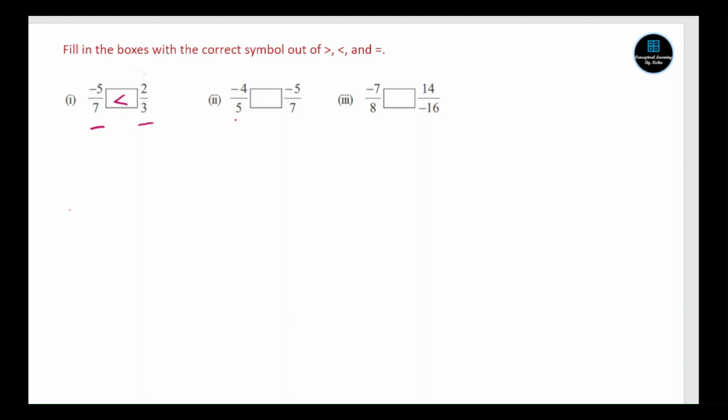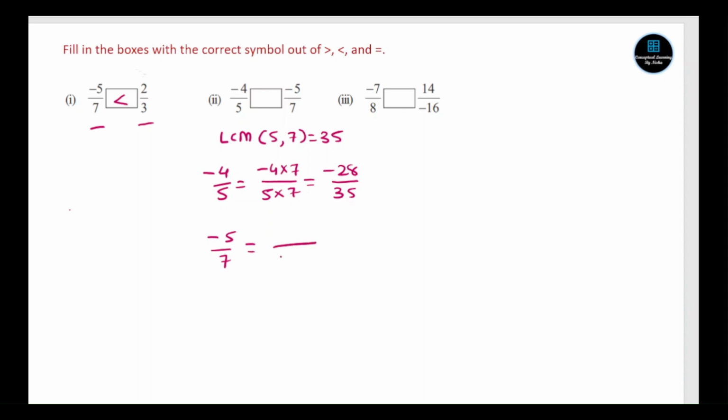Now here, both of them are negative numbers. So let's compare them by taking the LCM. LCM of 5 and 7 is 35. So minus 4 upon 5 equals, I'll make them same, so I'll multiply by 7, minus 4 into 7. So what do we get? Minus 28 upon 35. The second number, minus 5 upon 7.